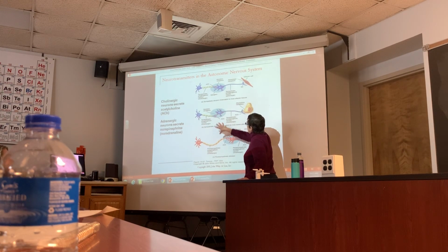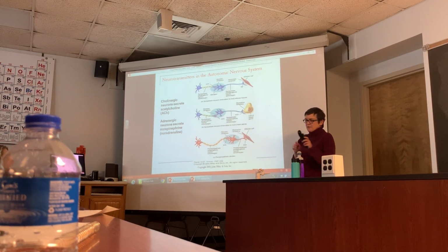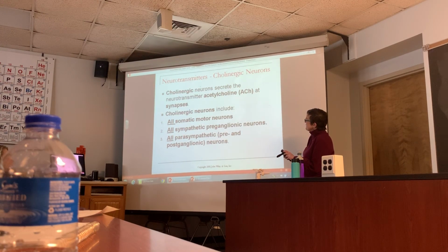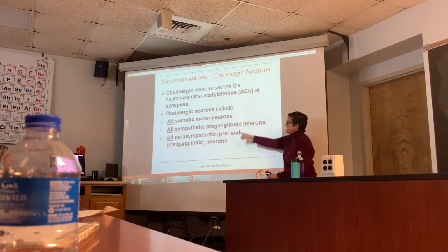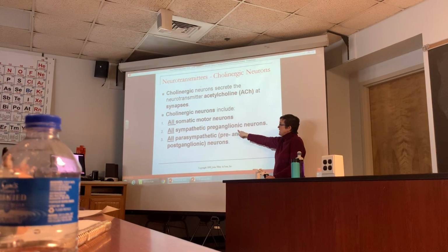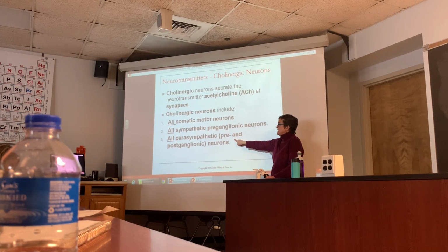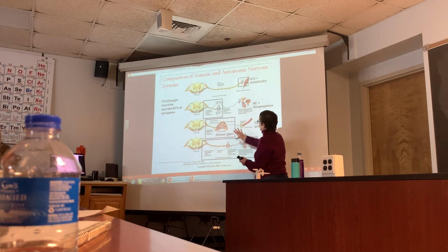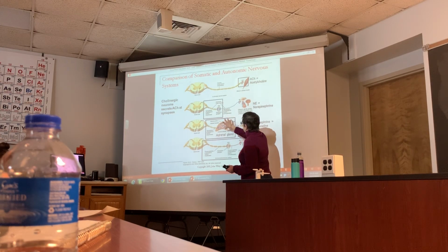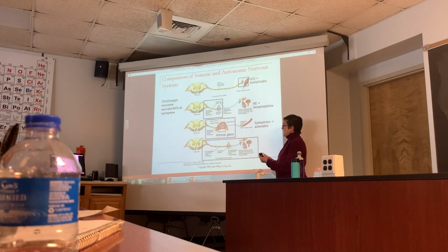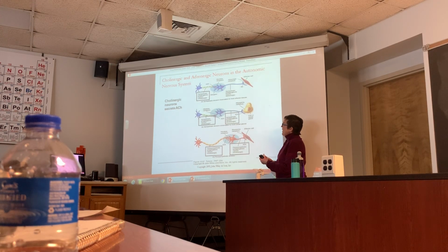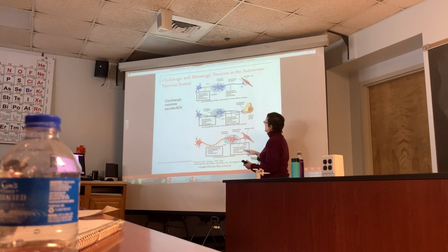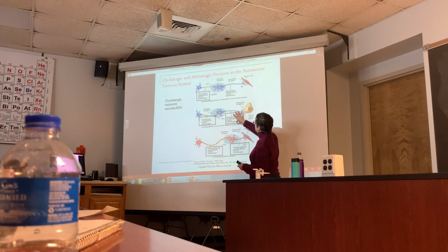You can see most of the neurons are cholinergic, okay? So we're going to look at that. Cholinergic neurons include all somatic motor neurons, all sympathetic preganglionic neurons, all parasympathetic preganglionic neurons, and postganglionic neurons, okay? Those are all cholinergic. They all release acetylcholine. So what I've got in the squares, all cholinergic, okay? Same thing here.